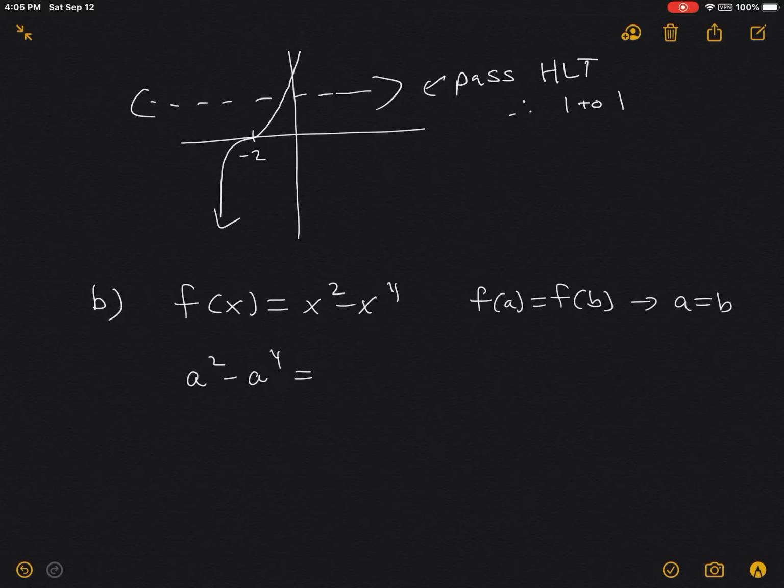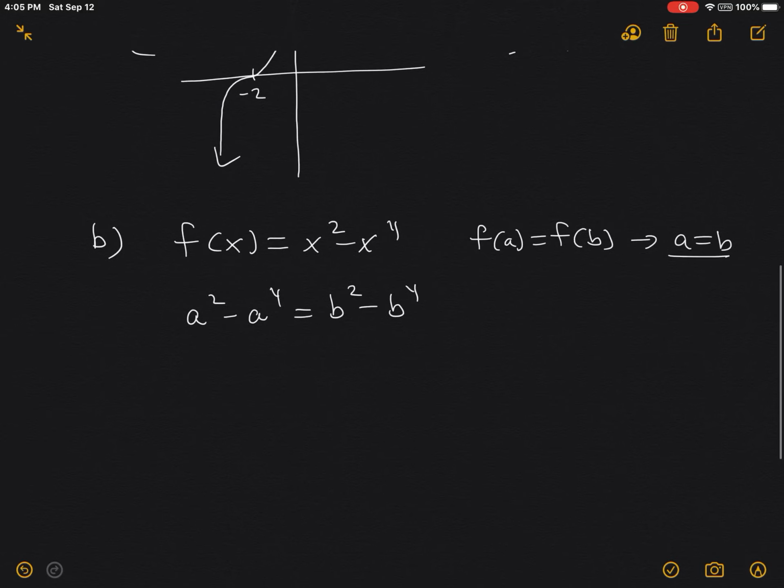All right, so f of a is just a squared minus a to the fourth. f of b is b squared minus b to the fourth. Somehow I need to show that a equals b. If it doesn't, then we know it's not one-to-one. So what you should do right here is just move all the terms over to one side. And that's what I'm going to do.